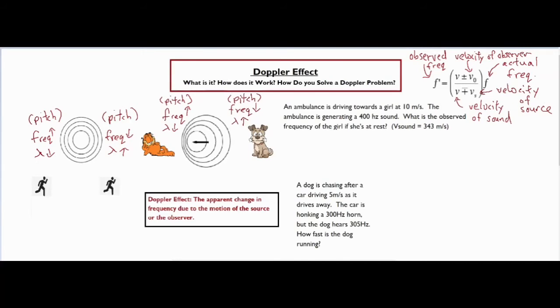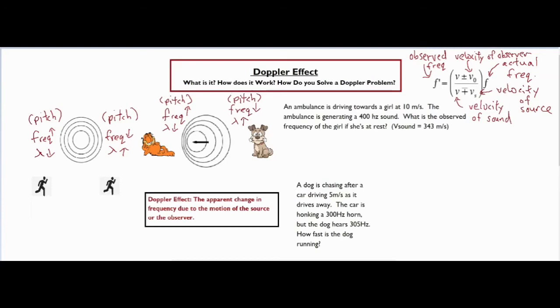Okay, so the way to look at it is you basically have a ratio that's going to be set up here that you're multiplying by the actual frequency that's going to cause that actual frequency to become greater or smaller based on what number you're multiplying this F by, and that's going to create your observed frequency.